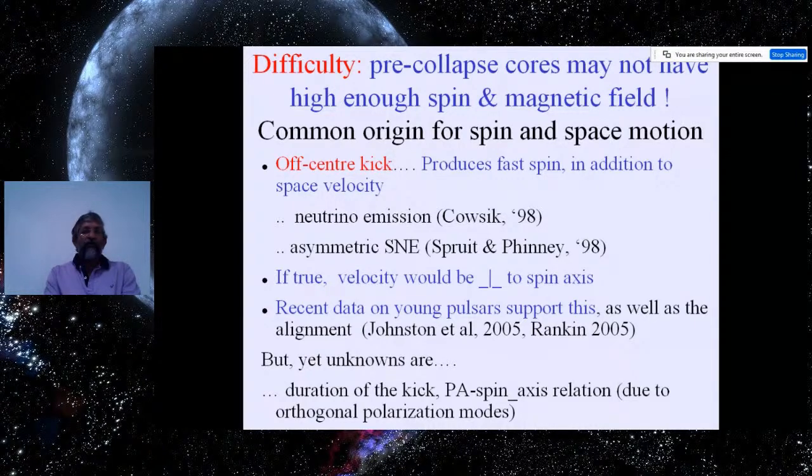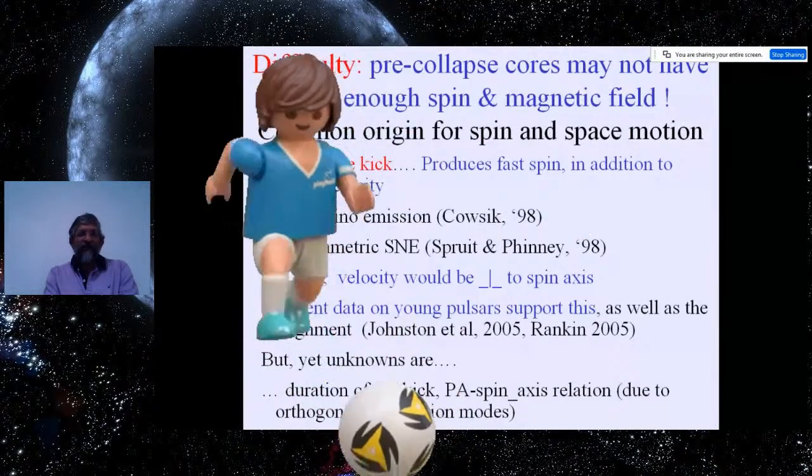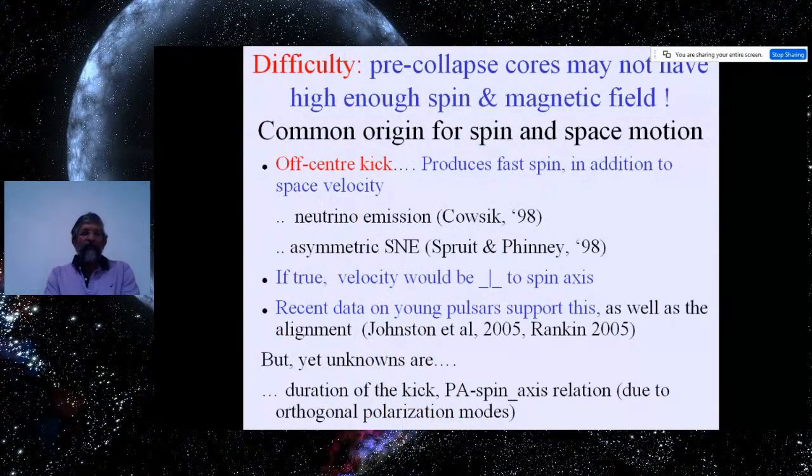And so now, by an off center kick, you can produce both fast spin as well as space velocity. How the kick comes about is a matter of detail. People have talked about neutrino emission or asymmetric supernova explosion to have the equivalent recoil as a reaction to that imparted to this compact object, which is set in motion and also set to spin. But if this were to be true, you must have observed that as the football moves, the spin axis, the axis around which it's spinning, has to be perpendicular to the direction of its motion.